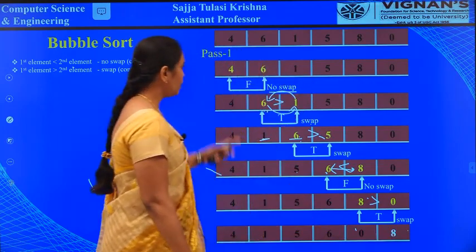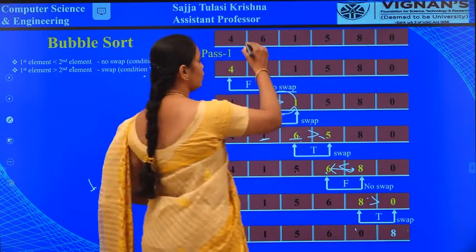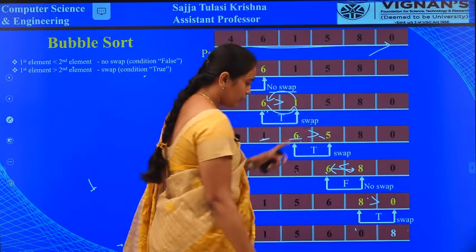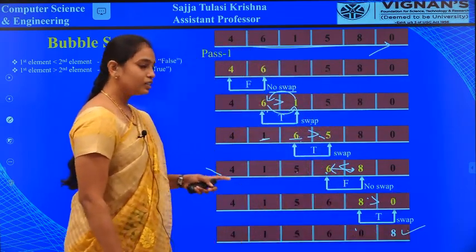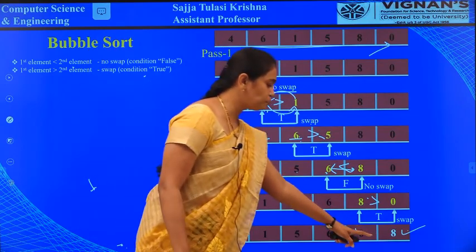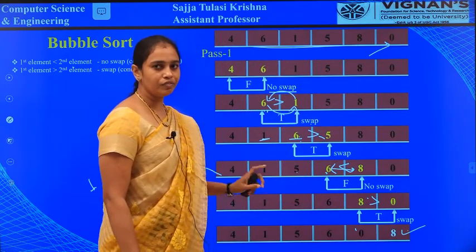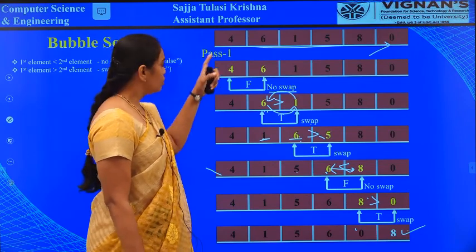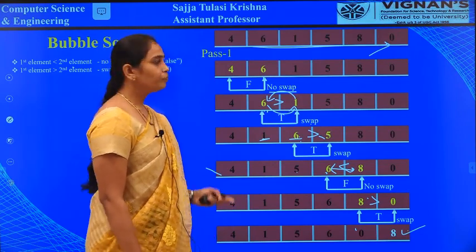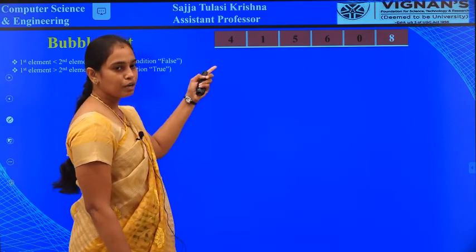So see here, after completing all the elements in the list, finally the last element, that is the largest element, is placed at the end of the first pass. So that is what happens in bubble sort. So the first pass is over. Now see the second pass.